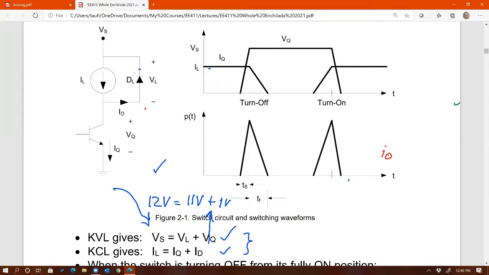Make sure voltage goes up later or current goes down earlier. Yes, that's right. So, I think you answer both ways, in my opinion.